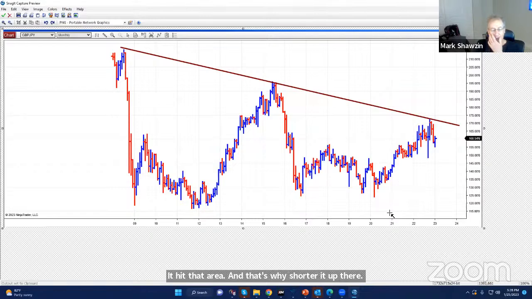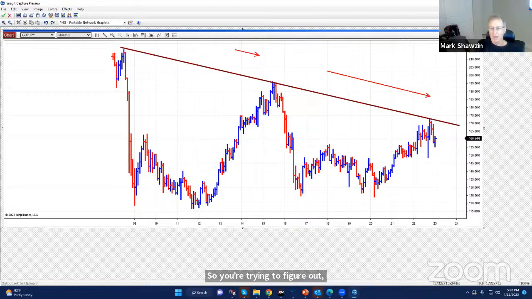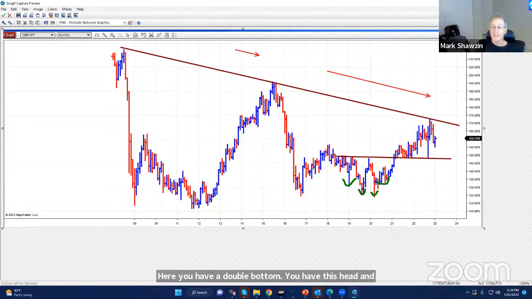So I'm just trying to show you how I observe structure and then try to make pricing decisions within that structure. You're trying to figure out, okay, this is in a primary downtrend. It's been going up. And so to me, this looks like the governing pattern here. You have a double bottom. You have this head and shoulders. It broke out, and then it retested. You can see it had this massive breakout, retested, and now you want to go back up.